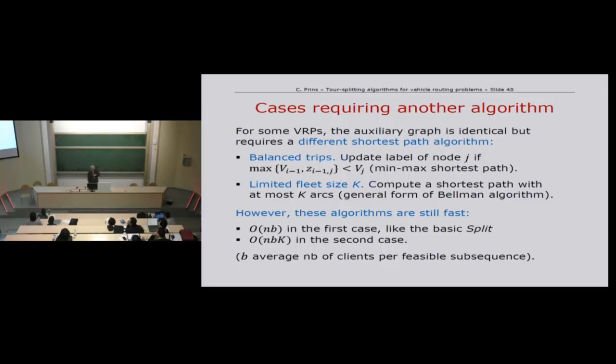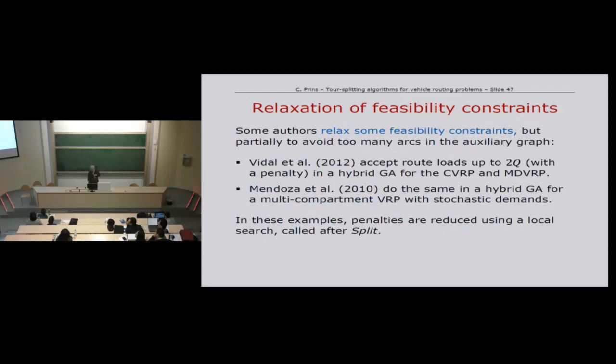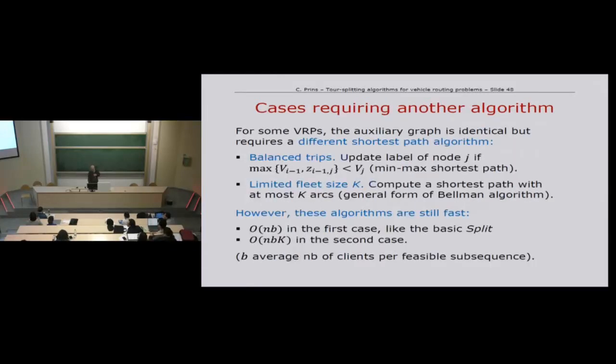I could put other examples, but I'm going to stop here. Usually, some people relax feasibility constraints, so they use a penalty. Thibaut Vidal, for instance, accepts vehicle capacity violation. He puts in the auxiliary graph routes which are infeasible, up to twice the maximum vehicle capacity. But of course, he's obliged to add a penalty in the local search afterwards to reduce these capacity violations, because at the end, in the final solution, we don't want capacity violations.